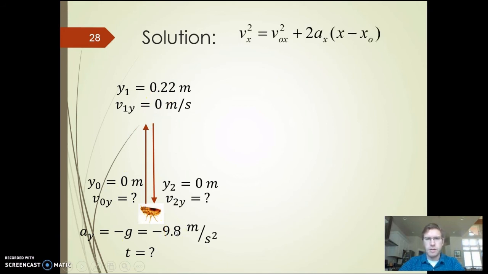Oh boy howdy, that seems like we should use this third equation of motion, since we know the velocity at point 1 and we want it at point 0, and we know acceleration and displacement. So I plug in those values.